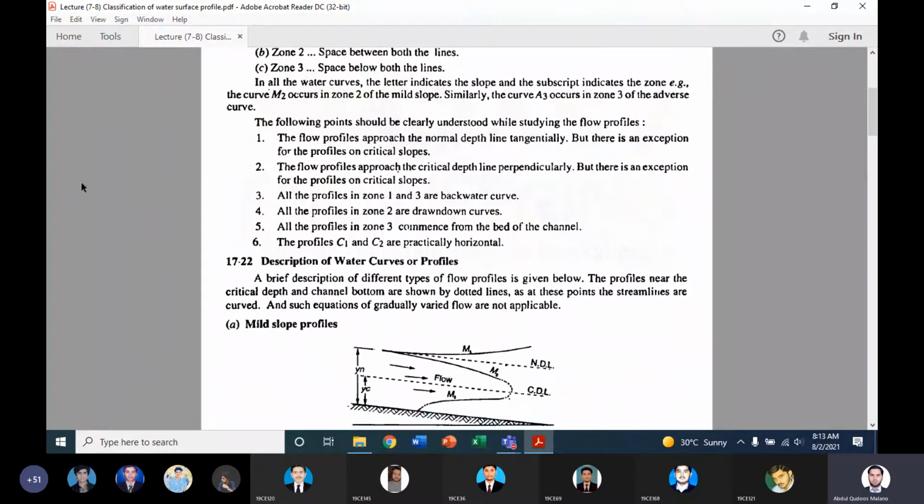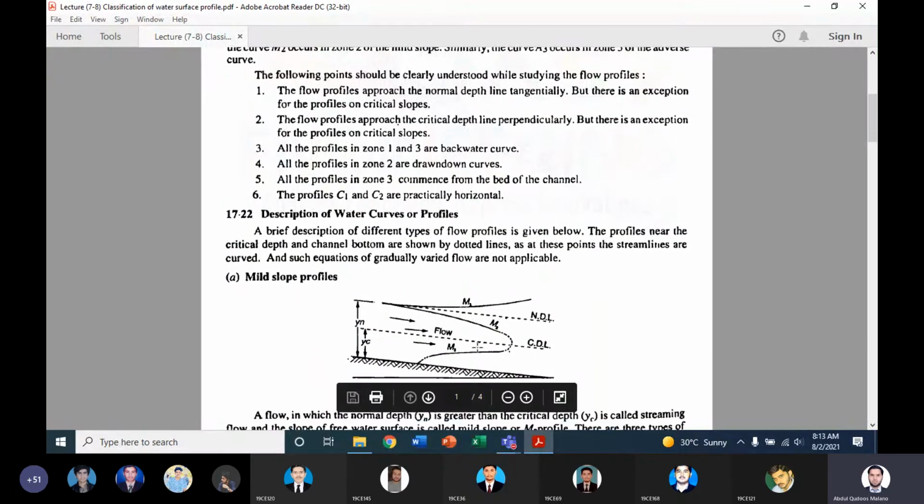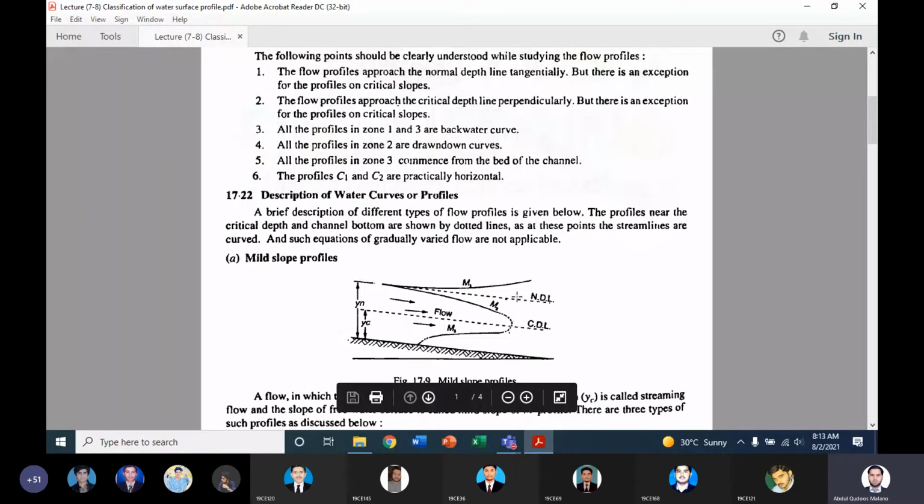Okay, now these are a few points which you have to remember before discussing the profile of each type of curve. Now, points number 3, 4, and 5 should be placed at the first rank because these are easy to comprehend. That all the profiles in zone 1 and 3 are backwater curves. अब जो zone 1 और 3 में जो curve बनेगा, that will be the backwater curve. So, what is the backwater curve at the first place? How will you define it?